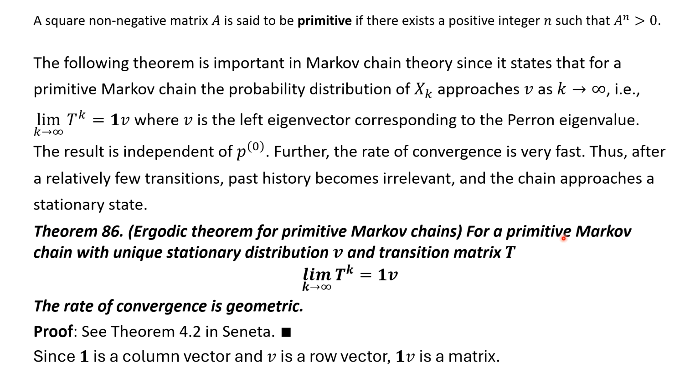So here's the theorem. For a primitive Markov chain, notice primitive, and that primitive is referring to the transition matrix, with unique stationary distribution v, and that's the left eigenvector corresponding to the Perron eigenvalue, and transition matrix T, the limit as k approaches infinity of T to the k equals 1, column vector 1 times v. This is in fact a matrix, and each row of the matrix is v. So what it's saying is that if you raise T to a high enough power, all the rows are going to look the same, and they're going to look like the stationary distribution v.